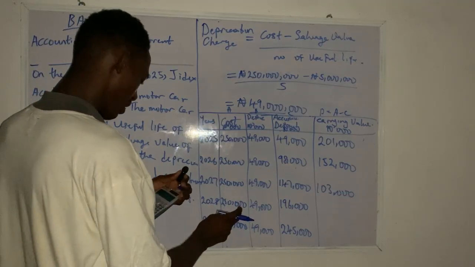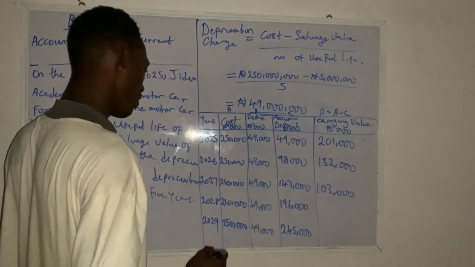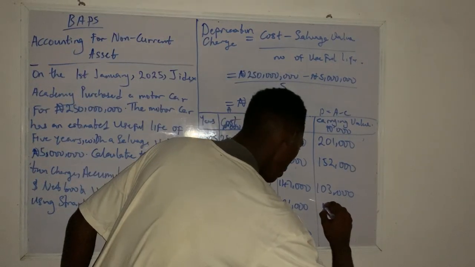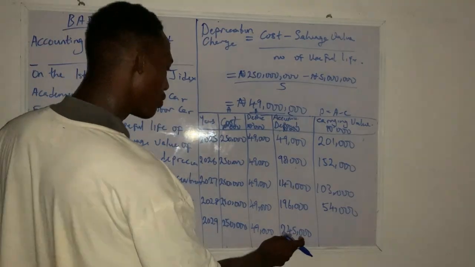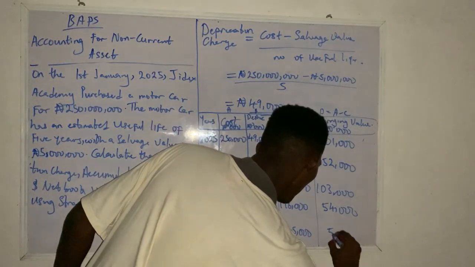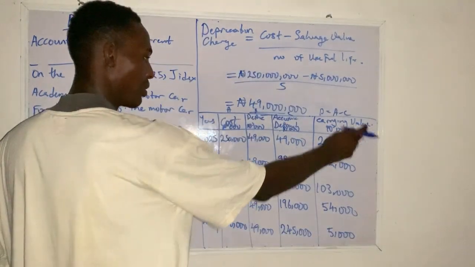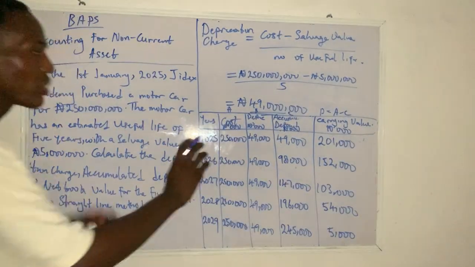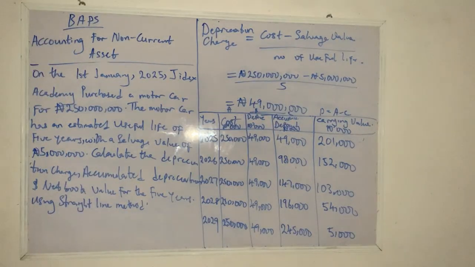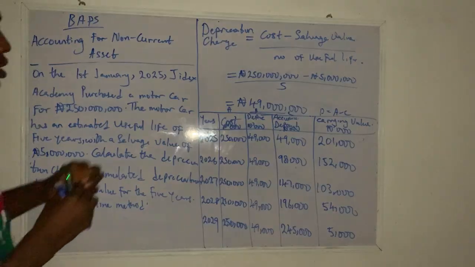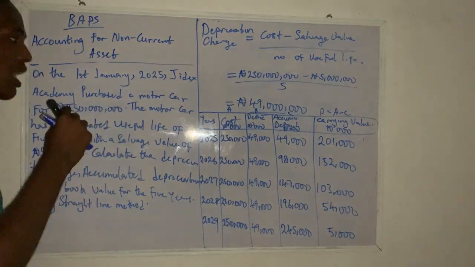Now, when you minus this, 250 minus 196 will give us what? 54 what? Thousand naira. Then 250 minus 245 will give us what? 5,000. Remember, this is in thousands, so it's talking about million. You understand? So that is what they want you to do in explaining your depreciation schedule or your asset schedule.